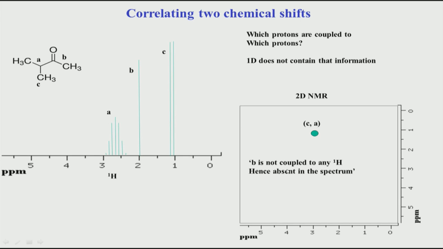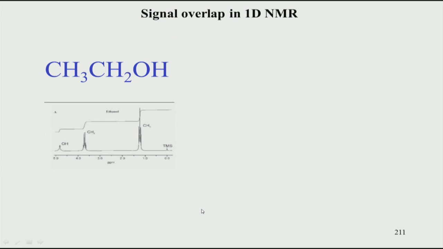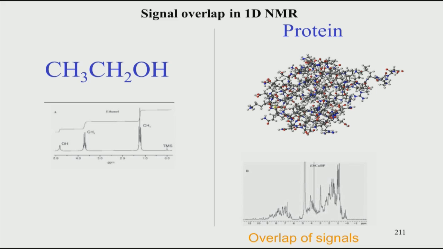This is what I was saying previously, that B is not coupled to any hydrogen, therefore it is absent in the spectrum. This type of experiment is called homonuclear. Two homonuclei coupled to each other are detected on both axes. So, it is an example of a homonuclear experiment. Now, in a simple molecule like ethanol, it is very simple to say that these are the two coupled to each other, because there are only two hydrogens seen in the spectrum.